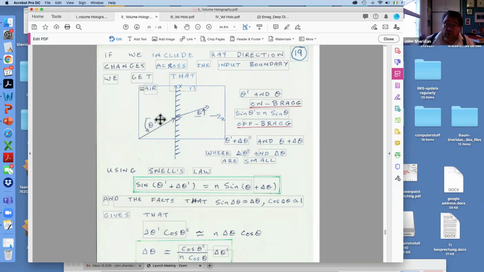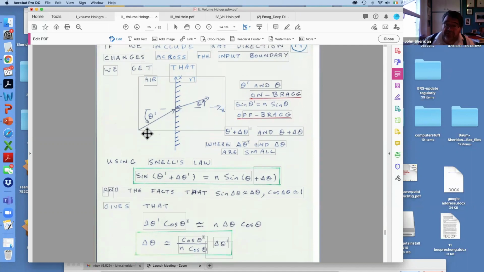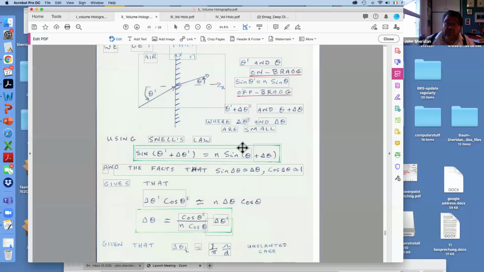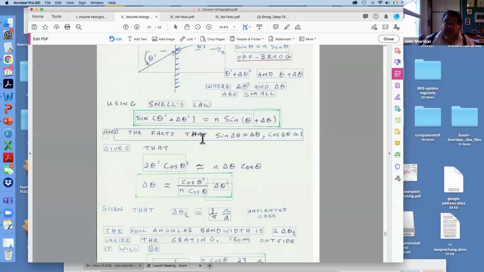But of course, in the real world, we're going to have to allow for the fact that we've got a theta prime outside. And so we've got to allow for this conversion between a delta theta outside and a delta theta inside via Snell's law. And so again, a very nice little expression: sine of theta prime plus delta theta prime is equal to n times sine of theta plus delta theta.